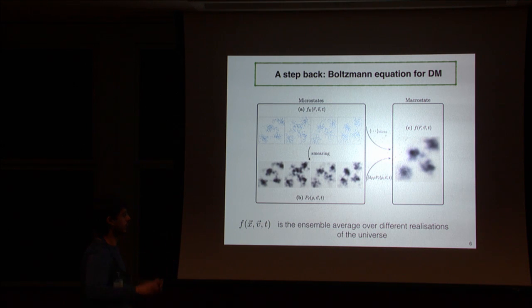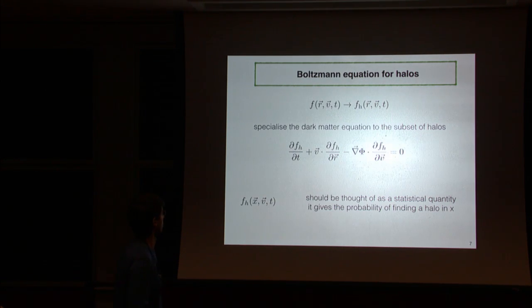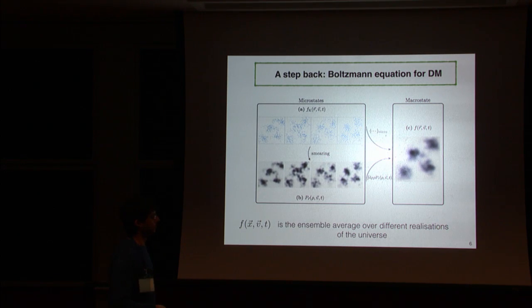So this is one realization of the universe. Then we take another realization of the universe and another and another. This is like running different N-body simulations. And locally, we can average these different realizations and get a macro state, which is our ensemble average phase space density for the number density of particles. So basically, f will represent the probability, the number density at x of particles.